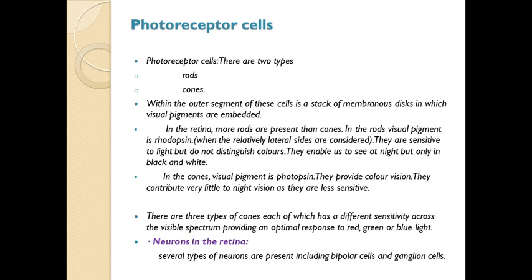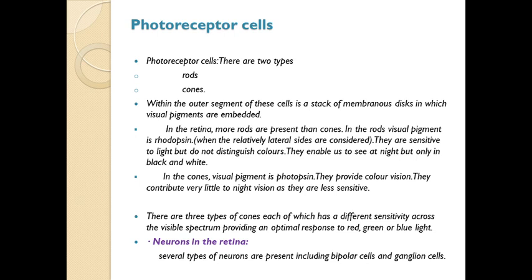In the rods, the visual pigment is rhodopsin. They are sensitive to light but do not distinguish colors. They enable us to see at night but only in black and white. In cones, the visual pigment is photopsin, and it's the opposite of rods. They provide color vision. They contribute very little to night vision as they are less sensitive.